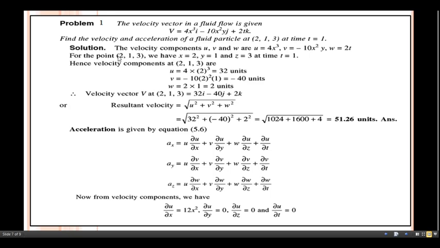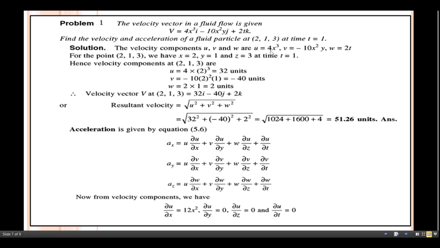Now, what is the meaning of (2, 1, 3)? These are the coordinates given. So here x is 2, y is 1 and z is 3. The time is also given, t equals 1.